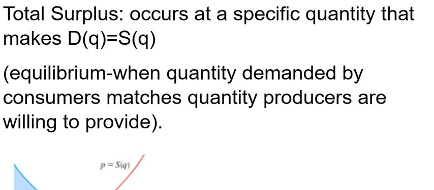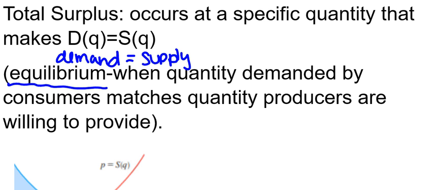Okay, so in an earlier video, we talked about consumer surplus. We talked about producer surplus. Now we're going to talk about total surplus, which you can read right here, occurs at a specific quantity that makes D of Q, which remember is your demand, equal S of Q, which is your supply. So total surplus happens when the demand equals the supply. This is also called equilibrium, right?